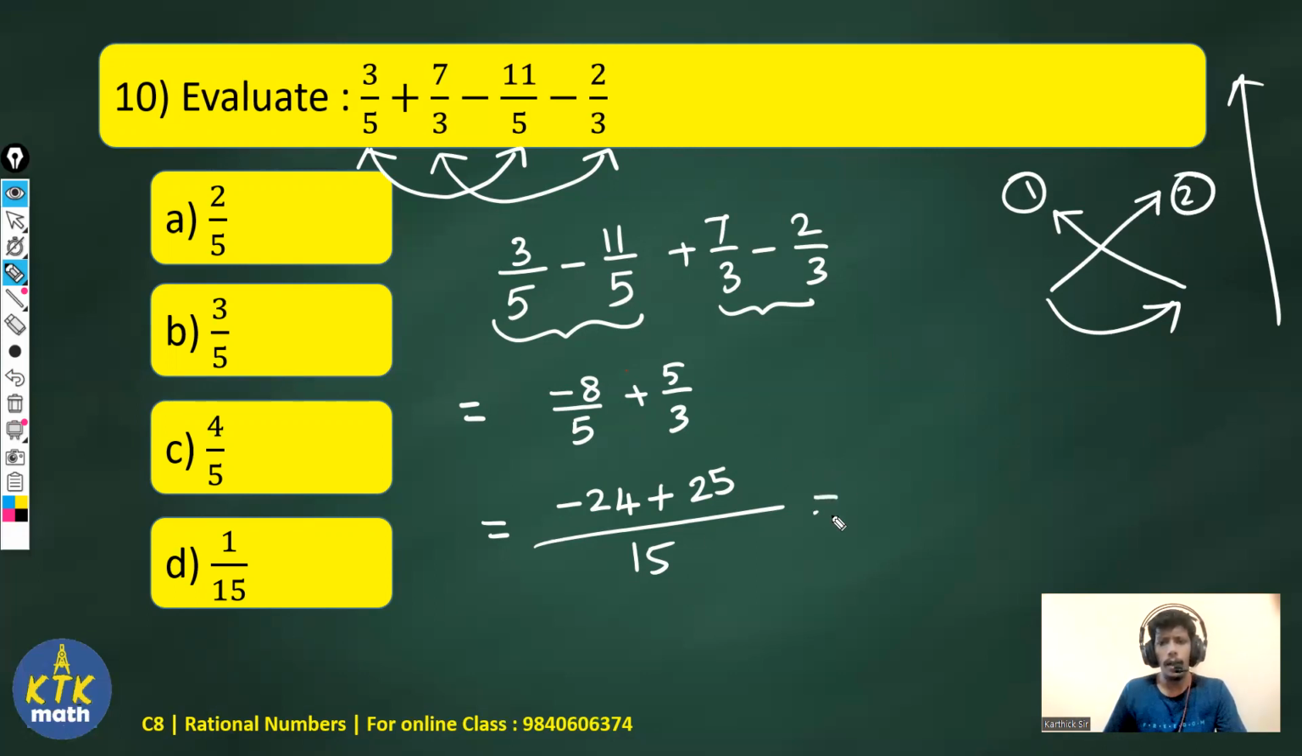Coming back to this question, what is the answer? 25 minus 24 is 1 by 15. So your answer for this question is option D. So successfully we have practiced 10 questions.